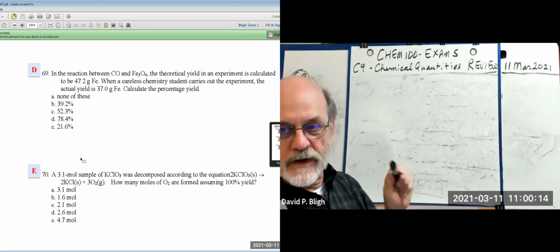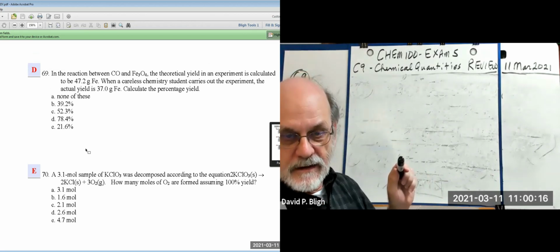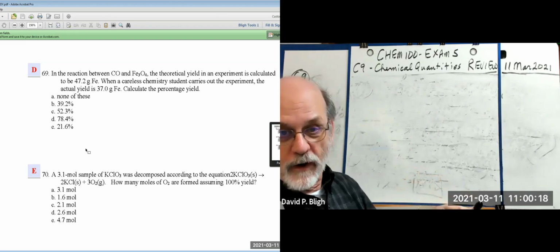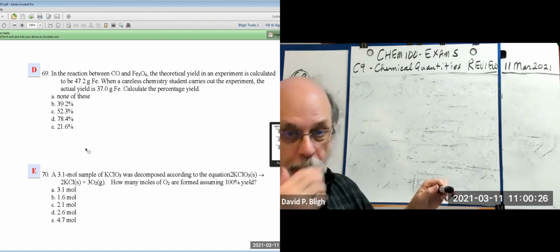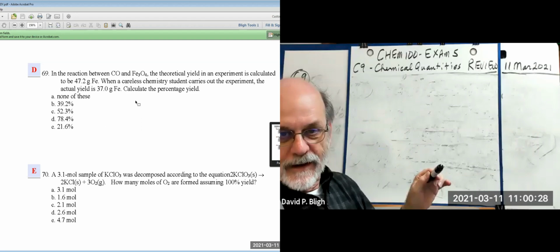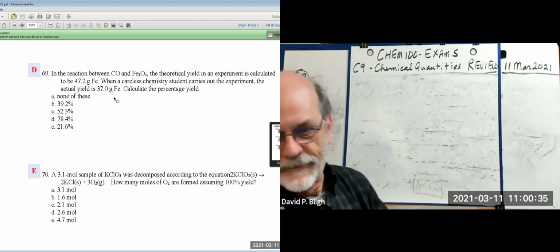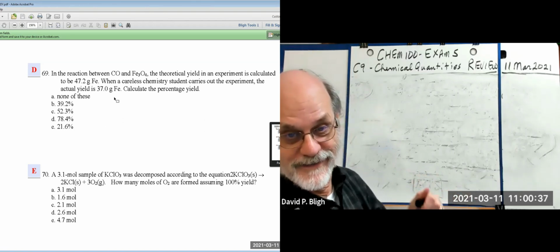In the reaction between carbon monoxide and Fe3O4, the theoretical yield in an experiment is calculated to be 47.2 grams. A careless chemistry student carries out the experiment. The actual yield is 37. Calculate, oh, it looks bigger than it is, right?